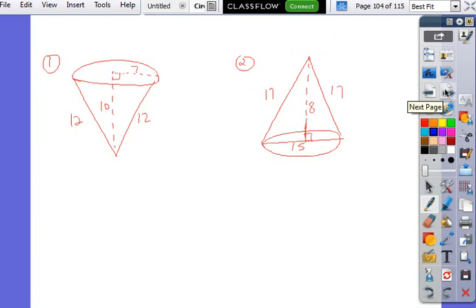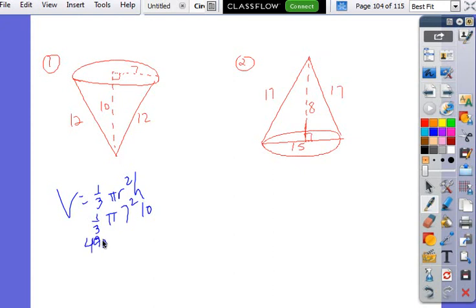So here on this first one, that would be 1/3 pi r squared h. What is my radius? 7. So 7 squared. Height is 10. Might say 49. The exact would be 490 over 3 pi. Y'all are going to have to tell me the decimal version. The decimal version will be 513.1 when you type it in and work it out.